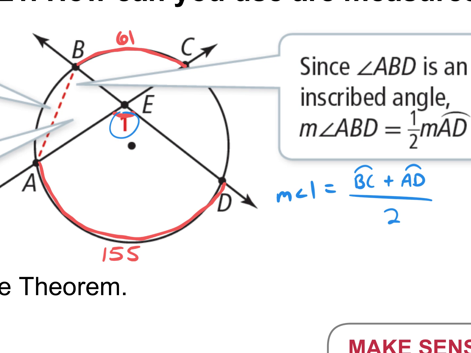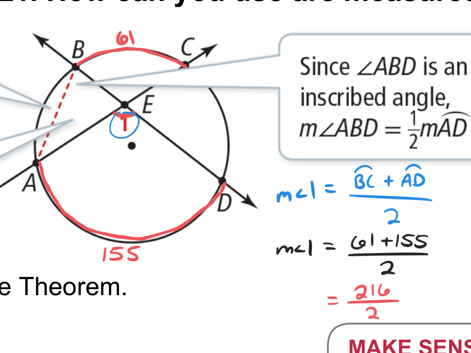Okay, so to find that measure of angle 1, we add the two arcs. So 61 plus 155, and we divide by 2. Okay, always do this numerator part first. So 61 plus 155 is 216. 216 divided by 2 gives you 108. So the measure of angle 1 here is 108, which we already said this is also 108. Okay, on your homework, yes, you find that, but then it wants to know what this angle is. How do we find that one? 180 minus 108 to give you that 72.